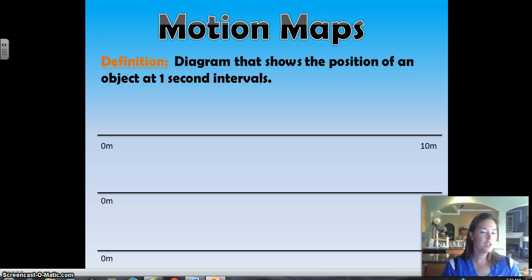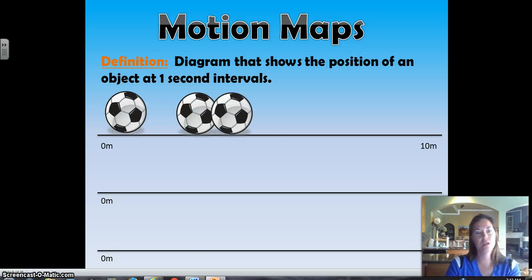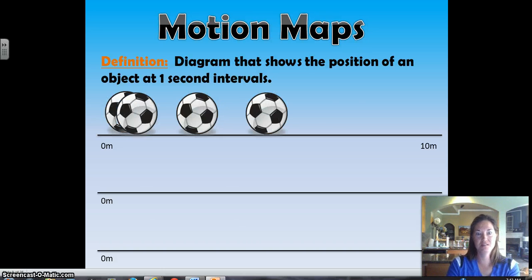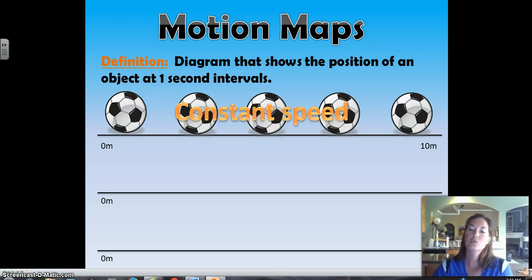We can also visualize motion on something known as a motion map, which is a diagram that shows the position of an object at 1 second intervals. So here's a soccer ball at 1 second. 1 second later, it's traveled this far. In another second, it has traveled the same distance. Another second, it's covered the same distance. And in the last second, it covered the same distance. So you can see that this ball was traveling at a constant speed. Every second of time, it was moving the same amount of distance.